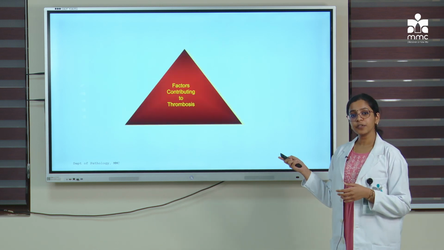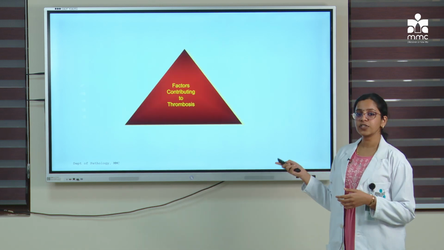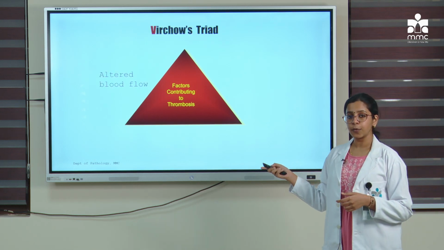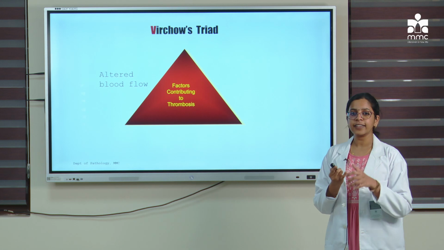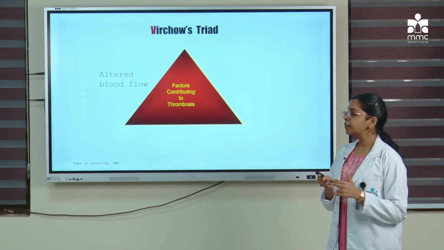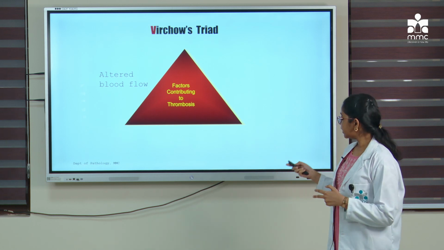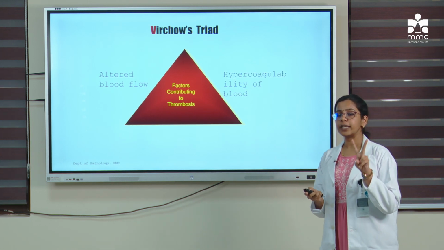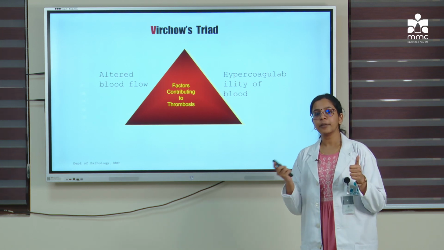So, to summarize Virchow's triad, these are the various factors which can contribute to thrombosis. The first and foremost one is altered blood flow. In altered blood flow, we can have either stasis of the blood or turbulent blood flow, or it could be because of hyperviscosity. Then we have hypercoagulability of the blood. Again, it can be because of two main factors. It could be genetic or it can be acquired.